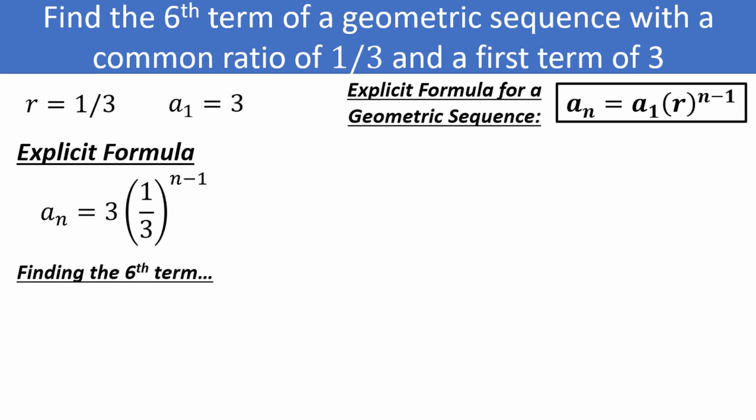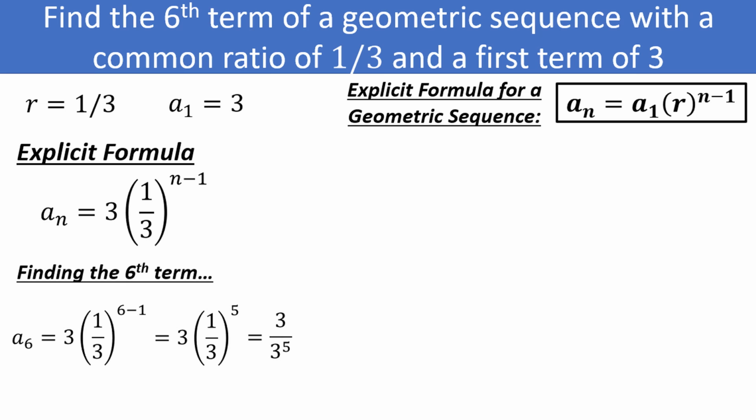Plugging in n equals 6, we have 3 times 1/3 to the 6 minus 1 power, which is 3 times 1/3 to the 5th power. This is the same thing as 3 over 3 to the 5th, which is 1 over 3 to the 4th. 3 to the 4th is 81. So our answer is 1 divided by 81.